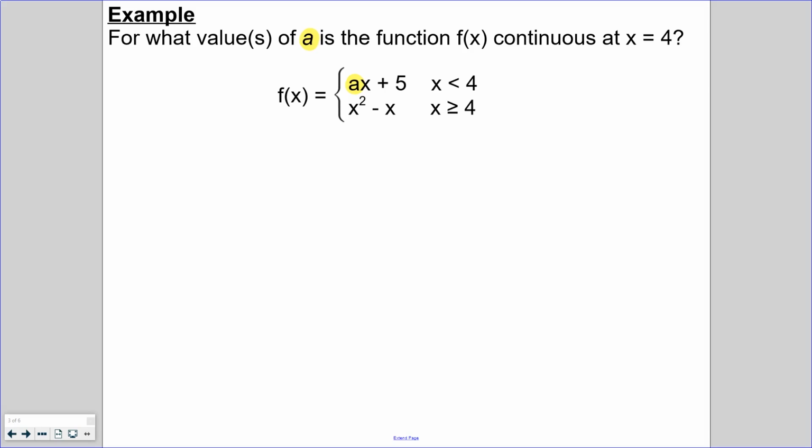Our piecewise function says that ax plus 5 is going to be our function whenever we use values that are less than 4, and x squared minus x is going to be our function when our values are greater than or equal to 4. Like we've done in the past, let's quickly sketch a number line so we can see where all the pieces fall. So our a value is 4. When x is less than 4, we are going to use the expression ax plus 5. And when x is greater than or equal to 4, we're going to use the expression x squared minus x.